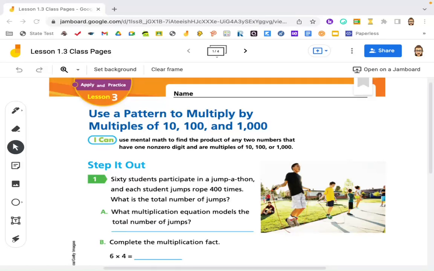Hello, my mathematicians. Today we are looking at Module 1, Lesson 3, which is all about using a pattern to multiply by multiples of 10, 100, and 1000. Hopefully by the end of this lesson, you'll be able to use mental math to find the product of any two numbers that have one non-zero digit and are multiples of 10, 100, or 1000.